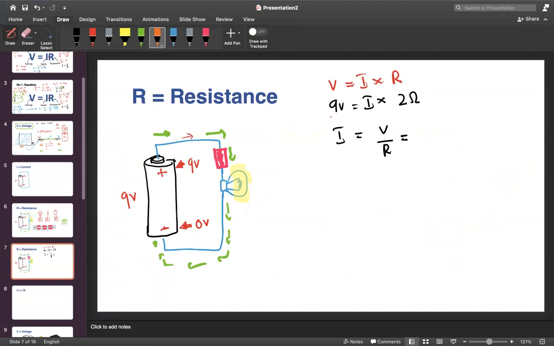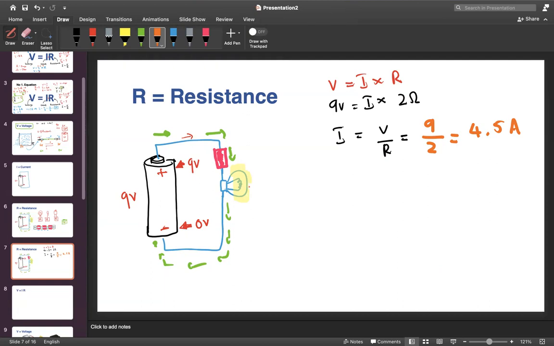Right, and now look carefully. Now here it's 9 volts. So 9 is here, and then divided by R. R is 2, right? And then what is the current? 4.5, right? 4.5 amperes. Okay, sir. But there is a small problem now, okay?